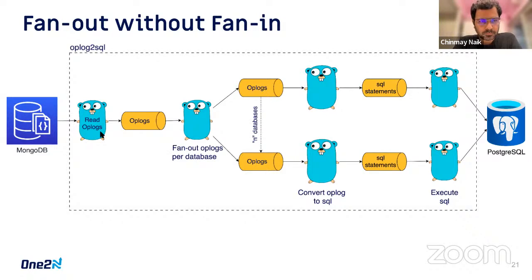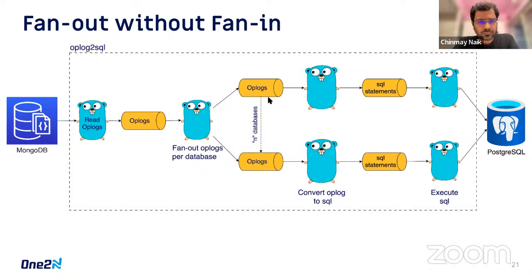So how about this design? Again, there is a reader reading these oplogs, and here there is one goroutine which will fan out all these oplogs per database. For each database, it will fan out into multiple oplogs. So we will have a separate channel for each database, and then a separate goroutine that will process and convert the oplogs for that particular database into SQL statements. Once it generates them, there will again be a separate SQL statement channel per database, and the executor will also be per database.